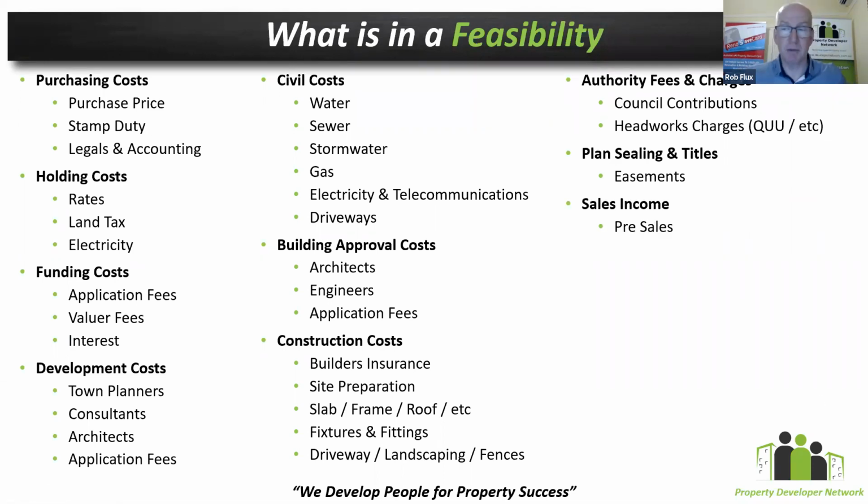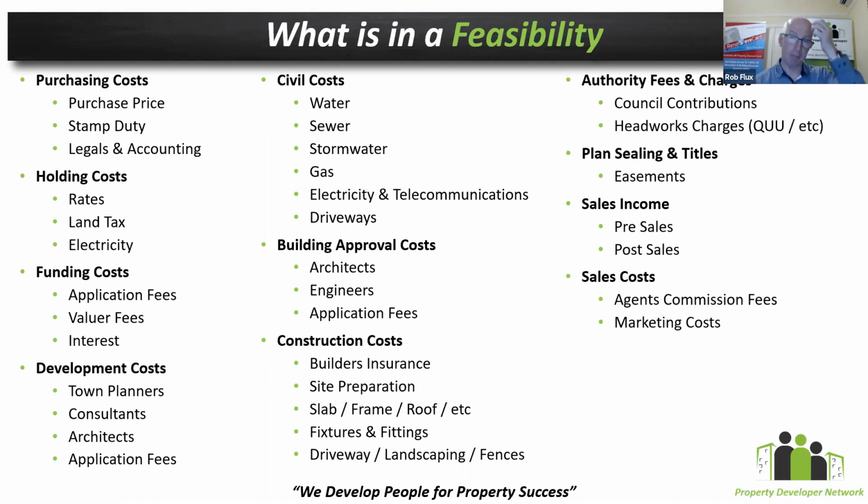Then you've got the sales income. So sales income can be broken up a couple of different ways. You may have to be selling off the plan in order to get your finance approval, or alternatively, you may get post sales, which is selling the finished product at the very, very end. But irrespective of that, it is the only piece of income that actually occurs through the entire project. So everything else is an expense other than selling of the finished product. So it's money leaving your pocket during the whole process.